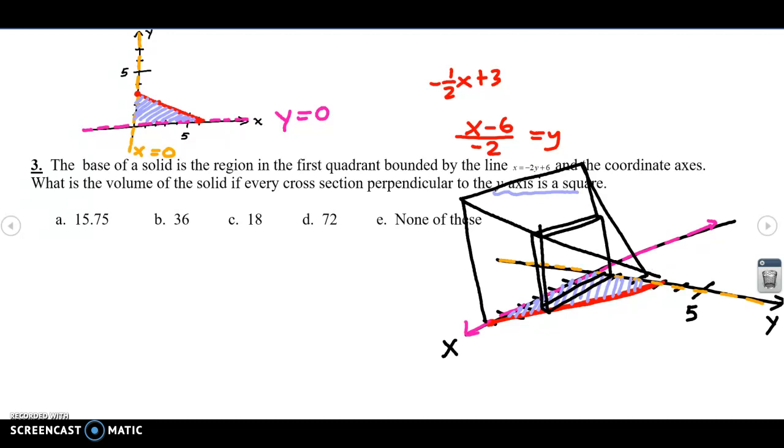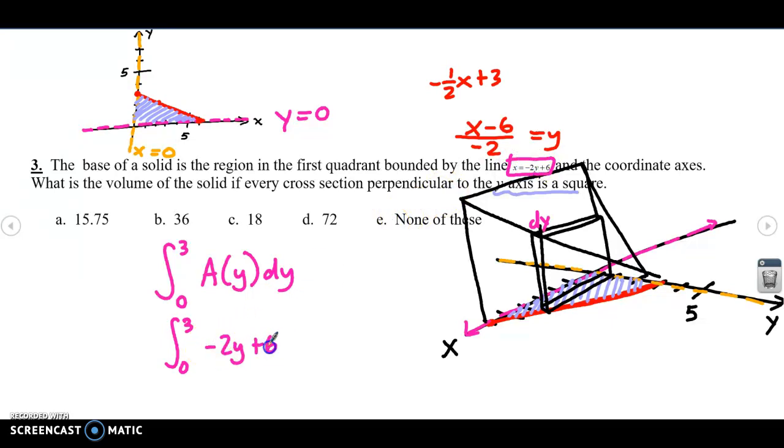And so to find the volume of that shape, we need to integrate the cross-sectional area on the y-axis. And so on the y-axis, I'm traveling from the y values of 0 to 3. And I need to integrate a function in terms of y, dy. And so the area of the square is obviously just the base squared. And this dy is going to be the infinitely small width of that rectangular prism there. So the base is defined by this line, x equals negative 2y plus 6. So I'm integrating negative 2y plus 6, the base, squared dy.